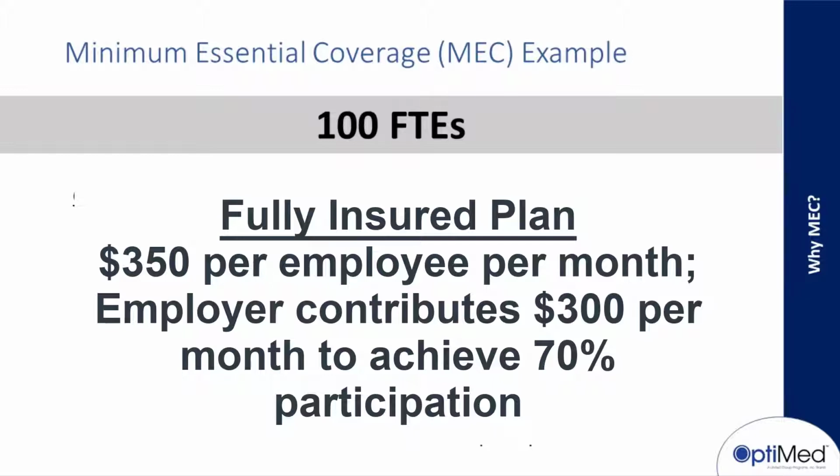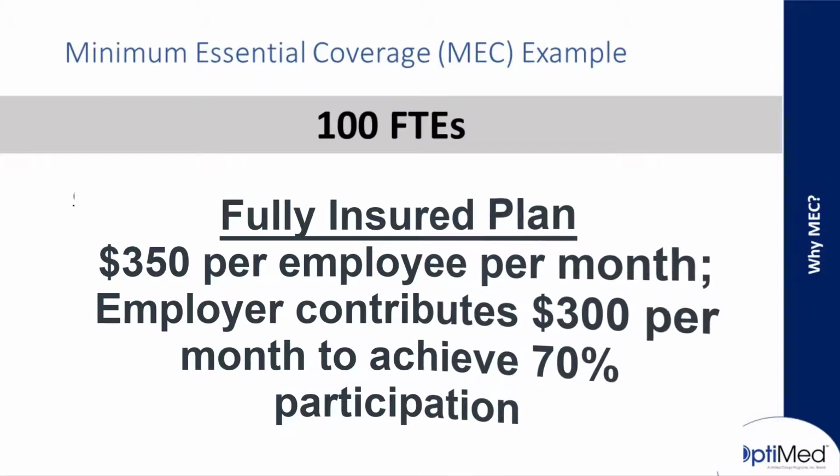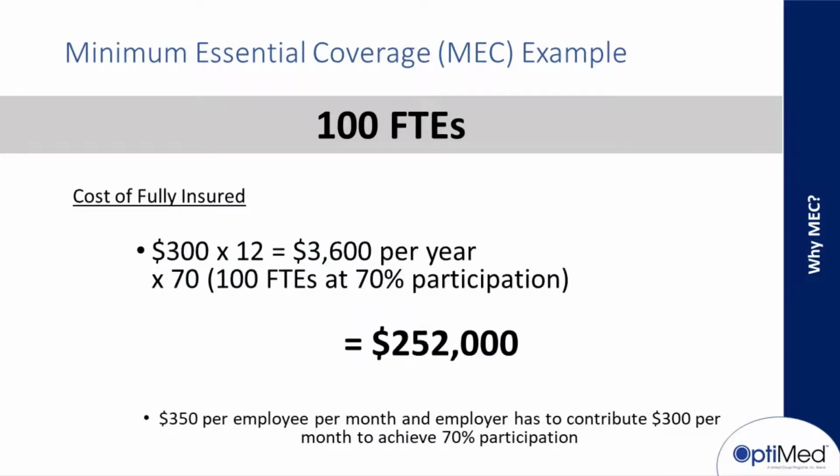So you'd have to make it affordable, which means you'd probably have to pay $300 of that, to make it $50 a month, to get the enrollment and participation you would need to reach the 70% participation mark. So now you're talking about 300 times 12, $3,600 a year, times 70, that's $252,000.